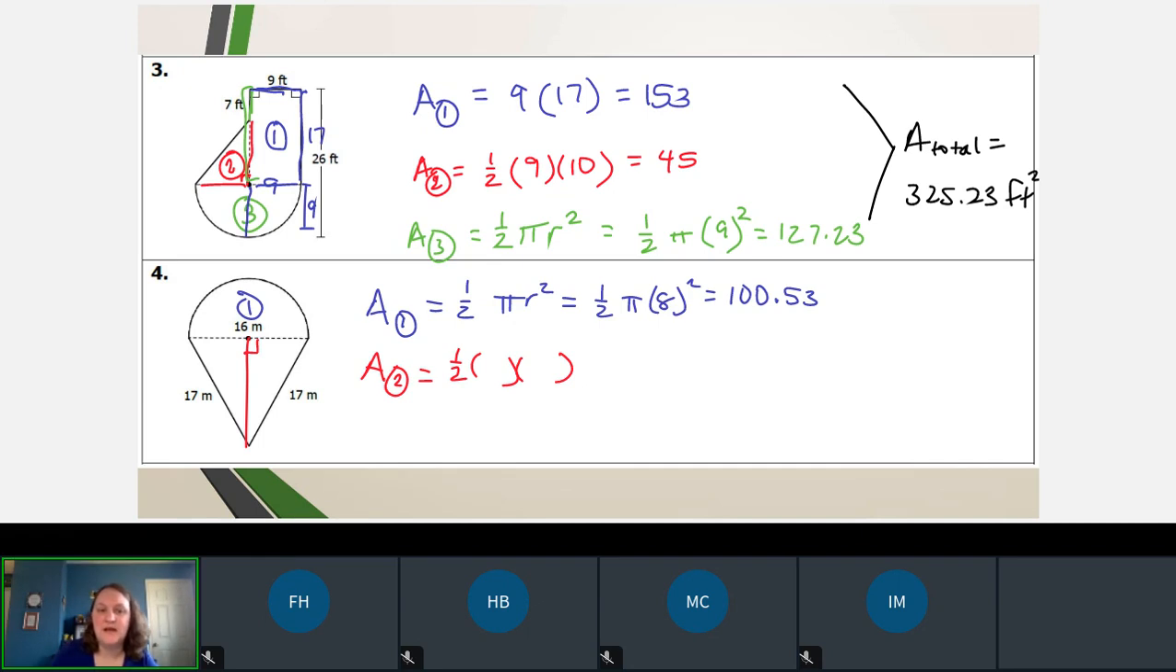How could I find the height of my triangle? What do you think? Yeah, Haley, Hannah, you got it. As soon as I did that, I'm hoping that you saw my right triangle. We don't know the height, but we know this length is the radius of the circle, or 8. We know that the hypotenuse of that is 17. So our dear friend Pythagoras, who says that the hypotenuse squared equals the leg squared plus the leg squared.